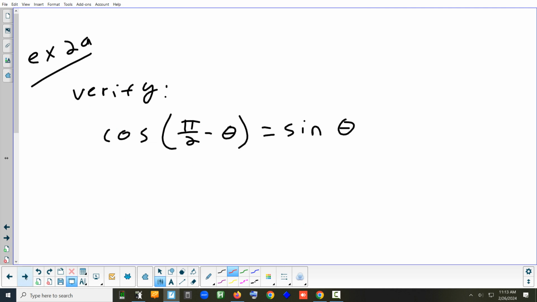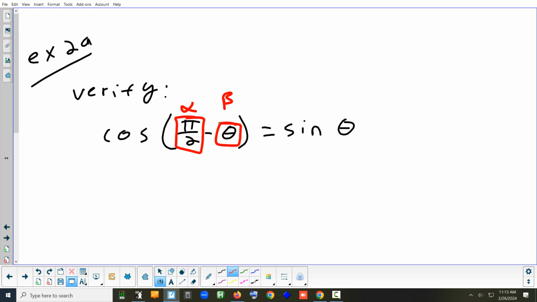Okay, let's try this one. So this is an identity. It's a verify. But it's not an identity where you really need to guess the direction you need to go in. It's a cosine, and it's a difference. So all you have to do is fill in what you have. That's like your alpha. And that's your beta.